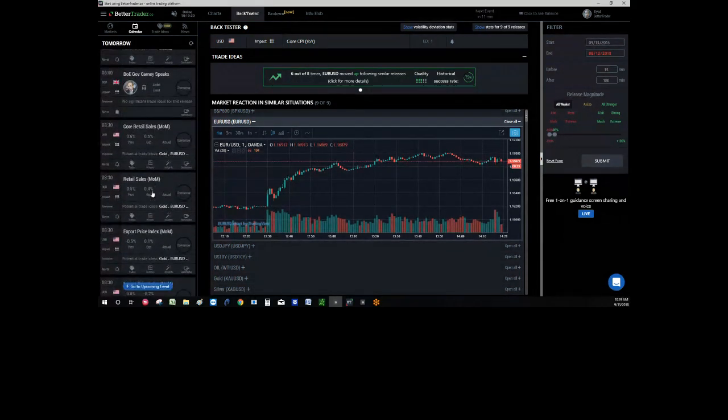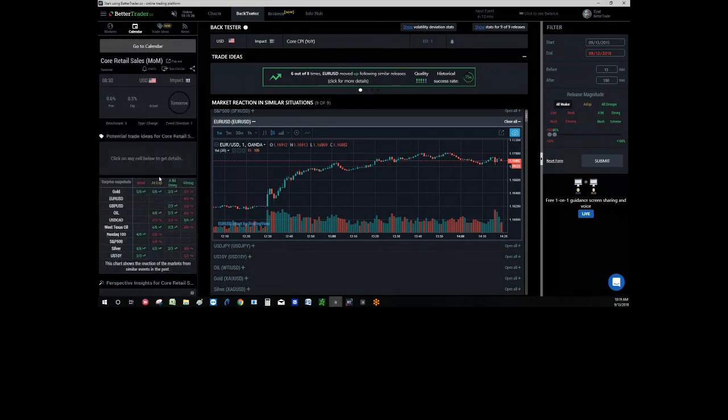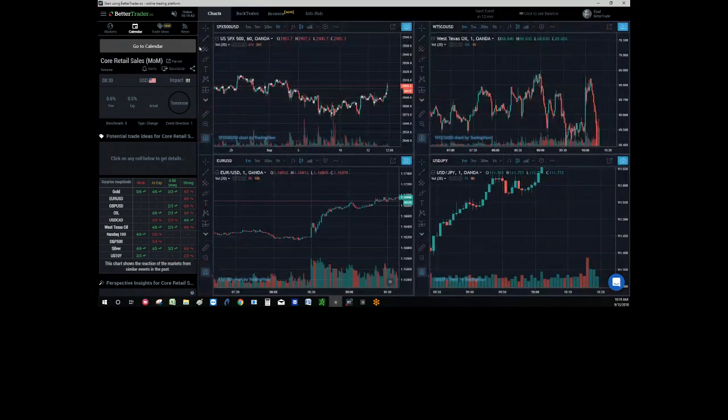So let's say tomorrow there is retail sales in the US, core retail sales and retail sales. Interestingly, there is a potential trade idea for both of them. Let's do even some preparation. Let's say that core retail sales is about to be released tomorrow. We want to trade it. We don't know what the number is going to be, but we want to prepare which instrument we're going to trade, and how.